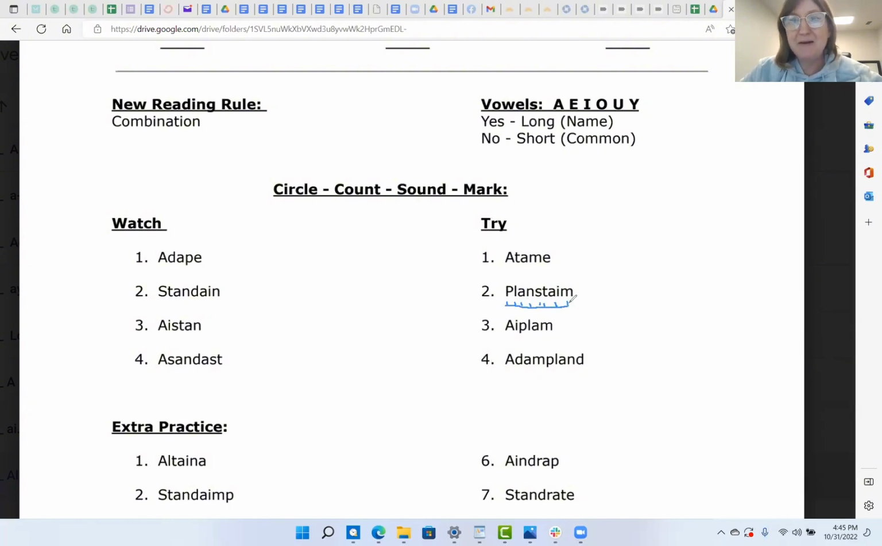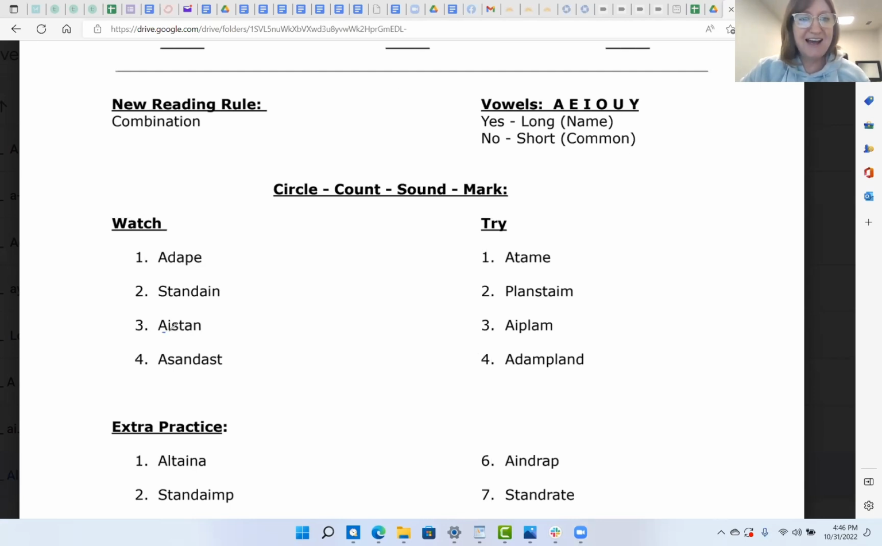Plan stain. Plan stain. Will you put in the chat if you got plan stain? Y, yes, or N, no. Did you get plan stain? Yes. Nice. Wow. So many Y's. Oh my goodness, that's amazing. Let's keep going. You guys are on fire. Wow. Okay. Number 3.